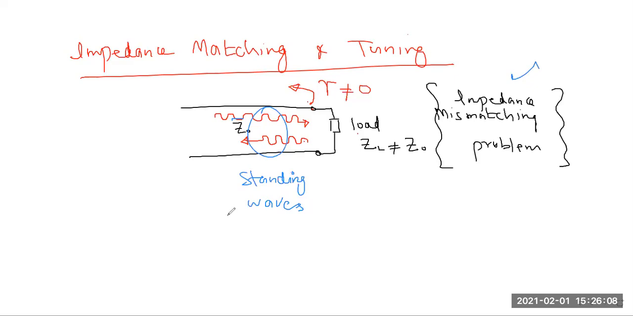So what is the solution? The solution is that overall ZL should be equal to Z naught, but we cannot change the load. The load is ZL, and our system characteristic impedance is Z naught. So we cannot change ZL or Z naught. What we want is that even if ZL is not equal to Z naught, we should design a circuit so that there are no standing waves. So what I will do is represent it in a block diagram form. I will say what the solution to this problem is.